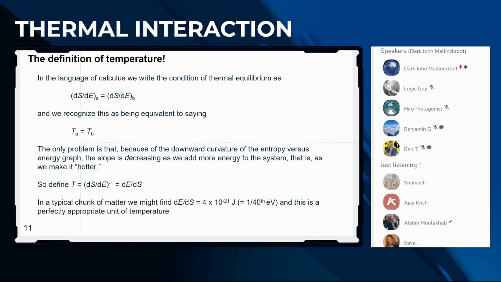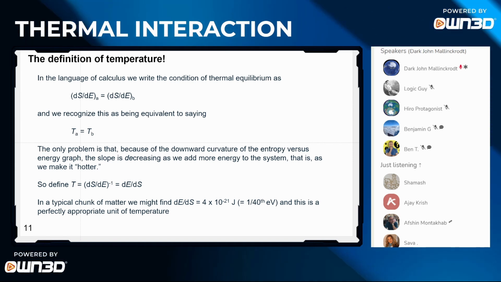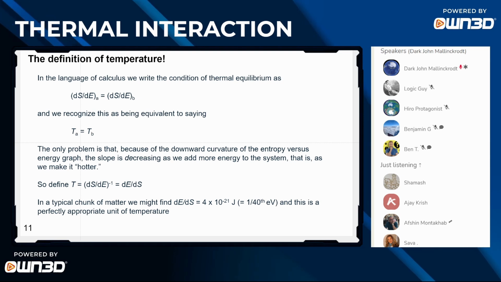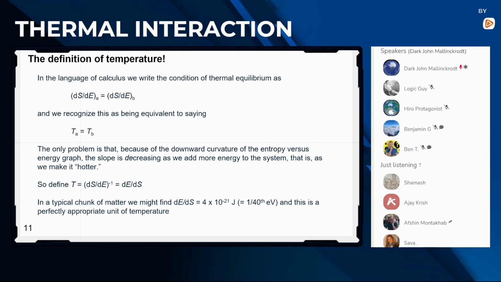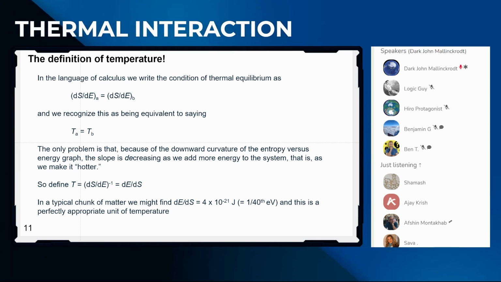It just becomes more convenient to say, well, if we're going to define a temperature, we should define it as 1 over the slope, (dS/dE)^-1, or just dE/dS, the rate at which the energy increases with entropy. So we just define it to be the other way around. And then I'm just kind of giving you a simple result here.